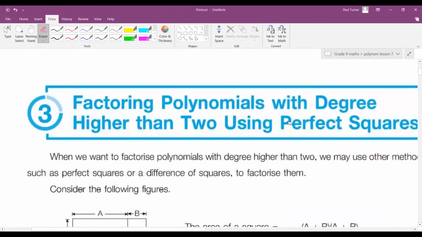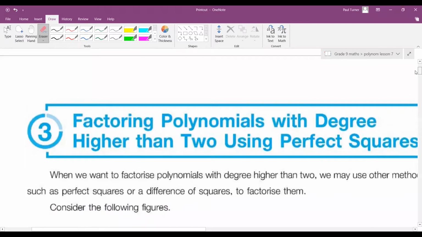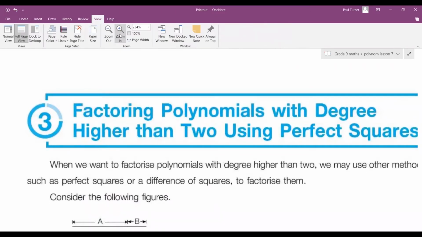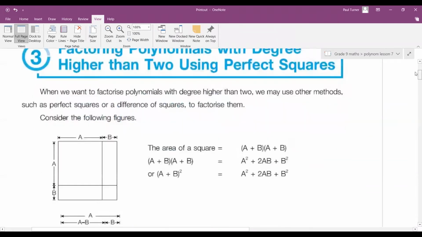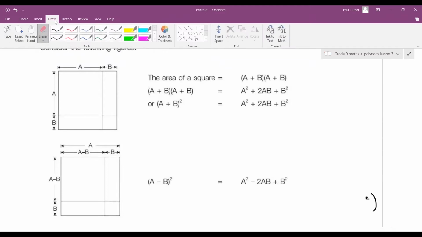So this is section 3 in your book. Now it's actually based on perfect squares. I'll make it a bit smaller. Yeah, so it's based on perfect squares. We'll go through these two diagrams first. The second one is missing the work from the textbook. I'm not sure why, but anyway, we'll go through it, and this will help you understand in another way how you can do this.